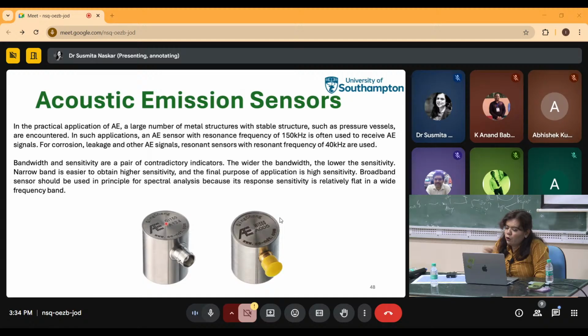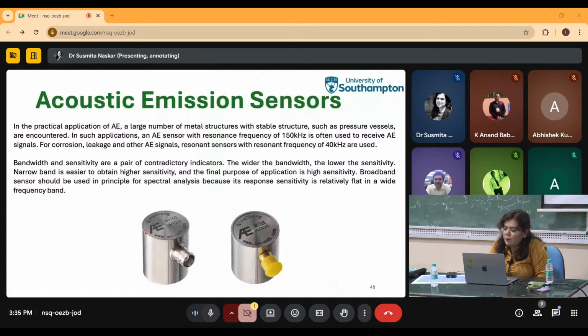So broadband sensors are also ideal for spectral analysis. For applications like these, try to select the right kind of AE sensor, and select the frequency, the bandwidth, and the sensitivity. These are the factors you need to take care of when you are selecting an acoustic emission sensor. And as I said, they can detect structural faults, corrosion in critical infrastructure, sometimes a little bit of fatigue, and leaks. Those are the things for which acoustic emission sensors are quite important.